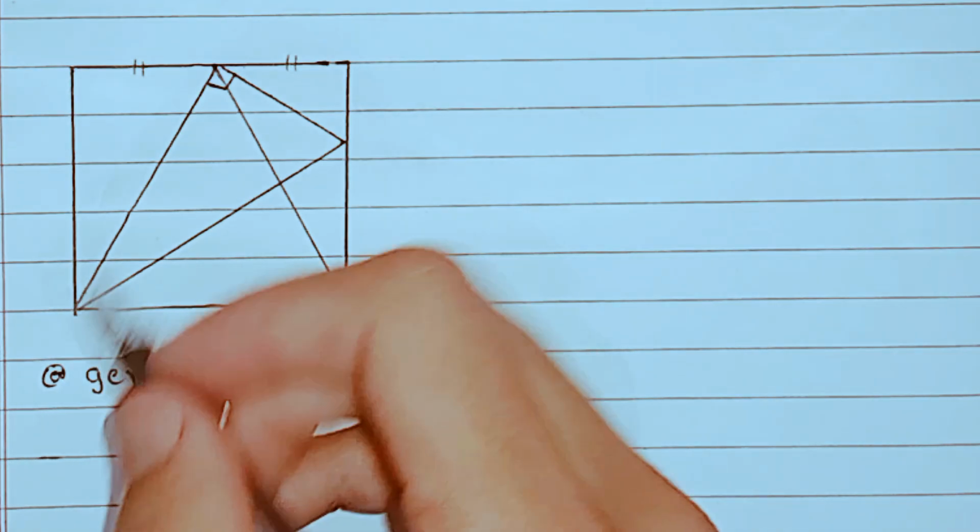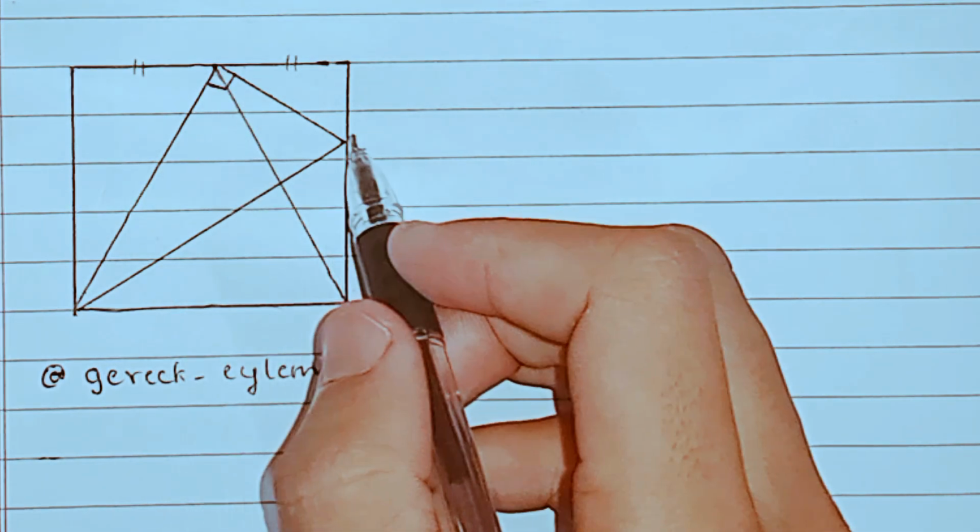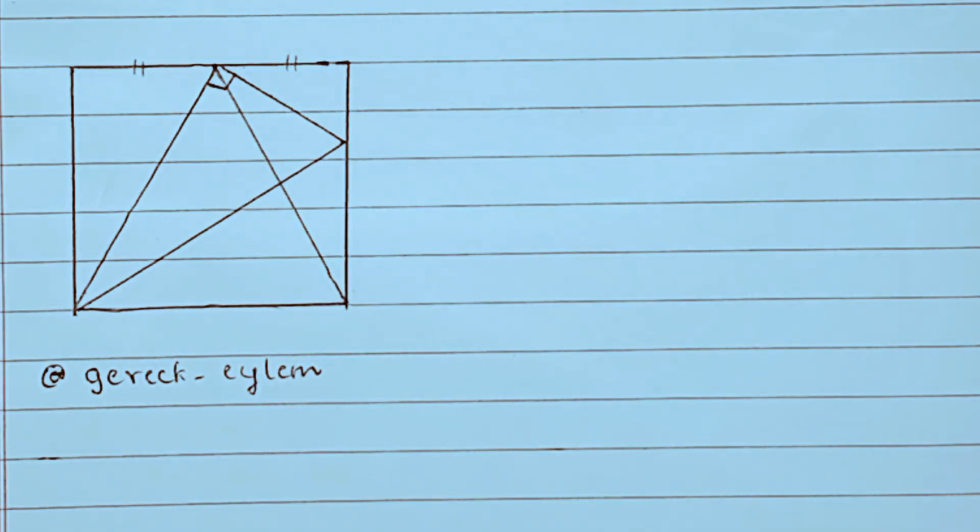If this triangle has an area of 8 units, then what is the area of this triangle? Pause the video and try for a while.